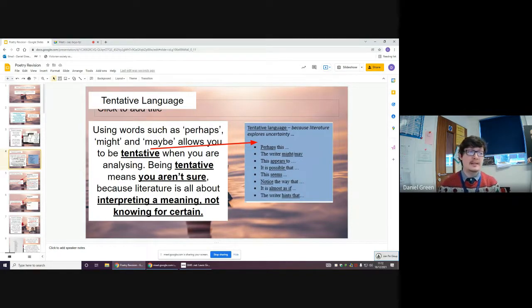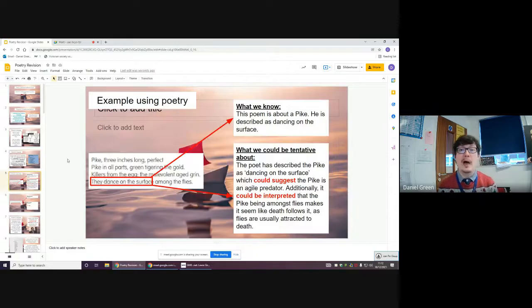So bearing that in mind, there's a part of a poem here called Pike, which is by Ted Hughes, a very famous poem. And it says, "Pike, three inches long, perfect. Pike in all parts, green tigering the gold. Killers from the egg, the malevolent aged grin, they dance on the surface among the flies." So what do we know then? Well, we know the poem's about a pike and he is described as dancing on the surface. But then I'm going to use my tentative language to define what that means or what I can tell from what's written, so using my inference skills.